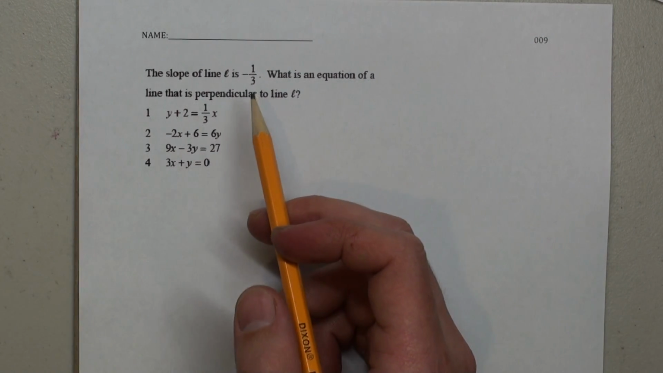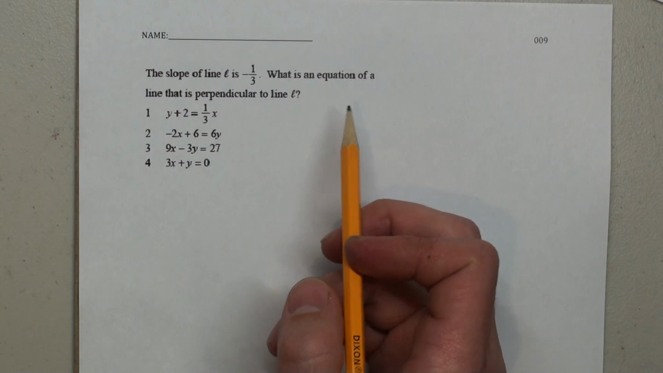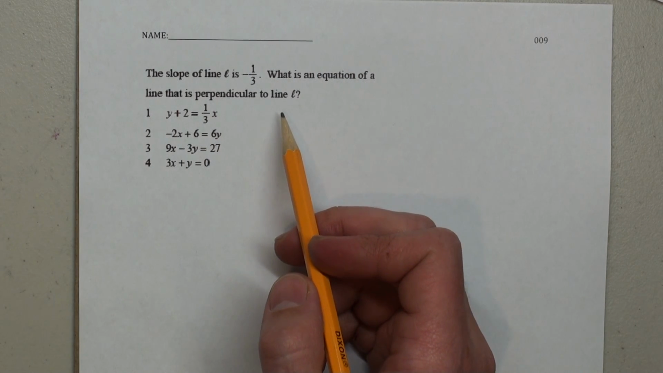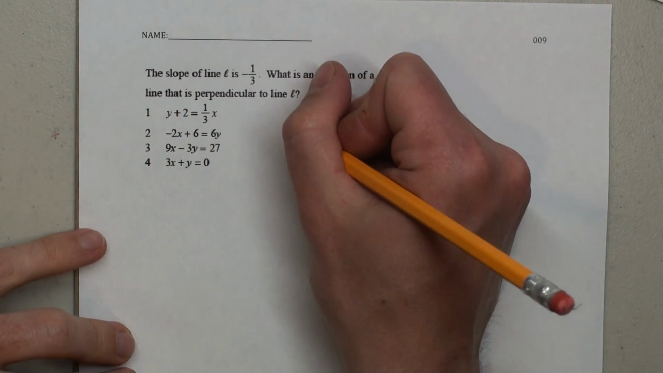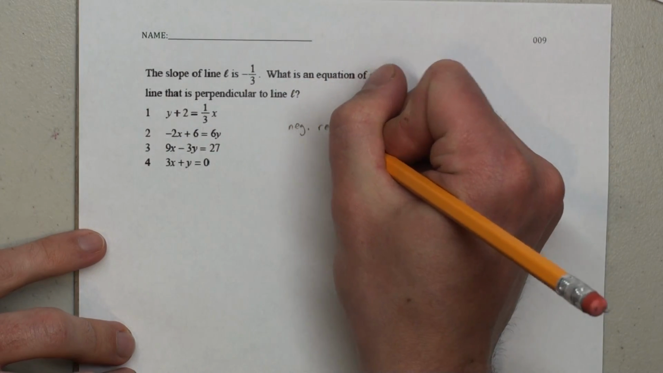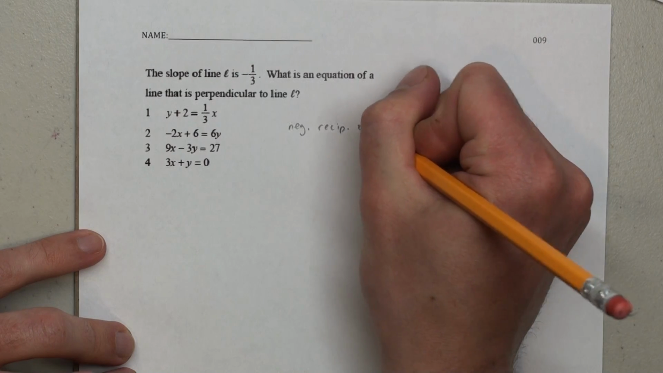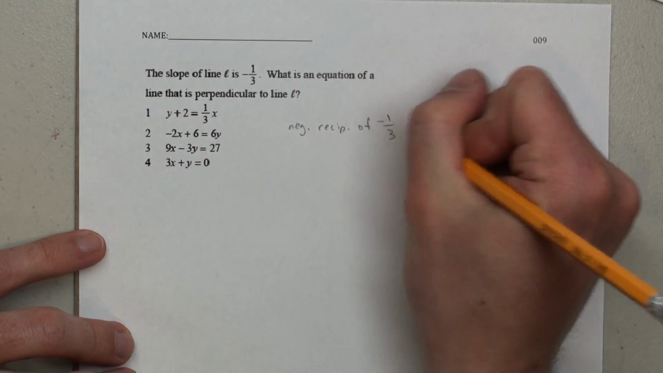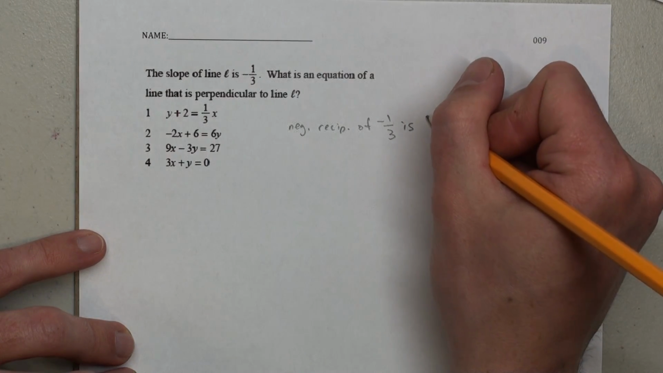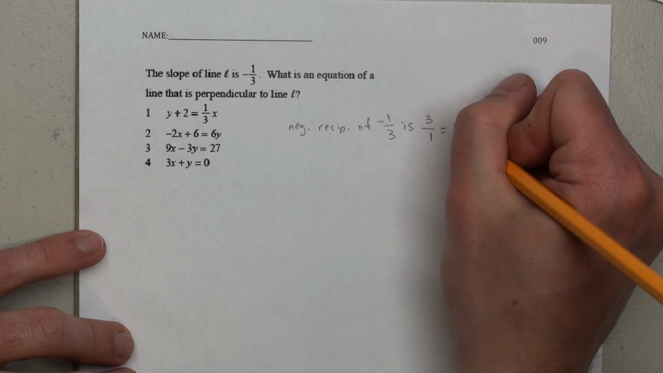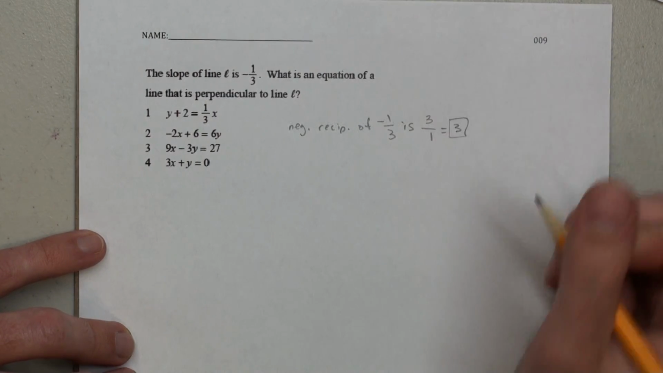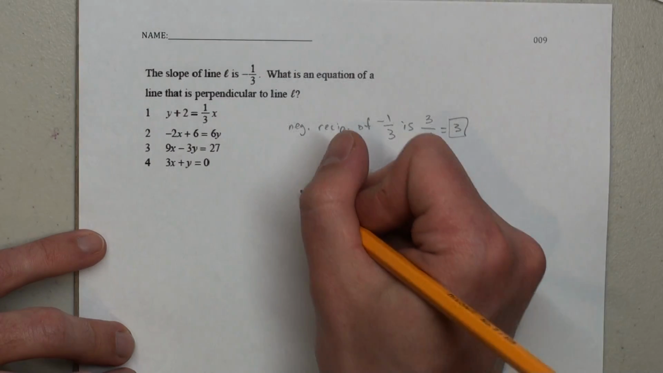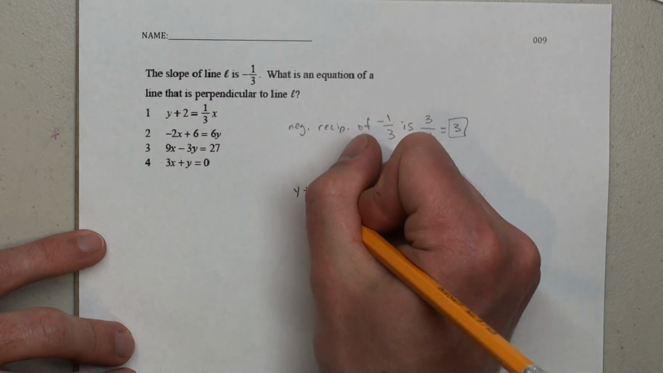The slope of line L is negative 1/3. What is an equation of a line that is perpendicular to line L? So we're looking for one. The negative reciprocal of negative 1/3 is 3 over 1, which equals 3. So this is the slope that we're looking for, right? So let's take the first answer.